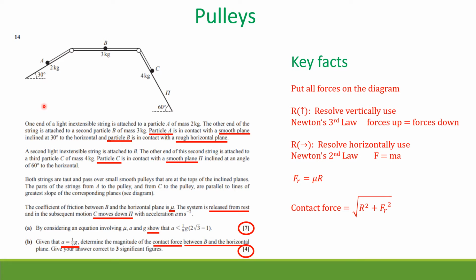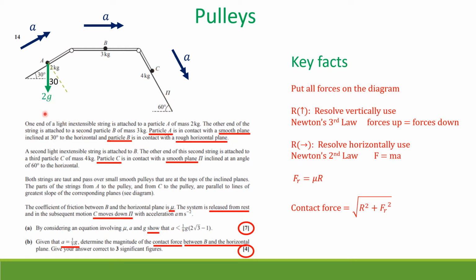Fantastic work, everyone. Well done. So to start with, we need to put some forces on the diagram. We were told in the question that C is going to move down the plane, which means that this will move down, so accelerating going down on C. B will then move to the right, and A will move up the plane because these are all connected, so they have to stay in the same motion.